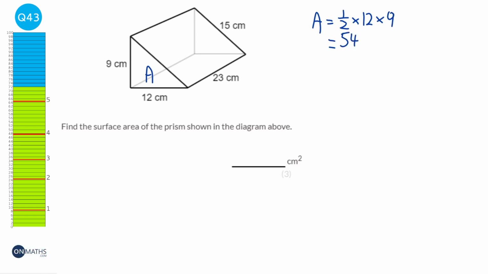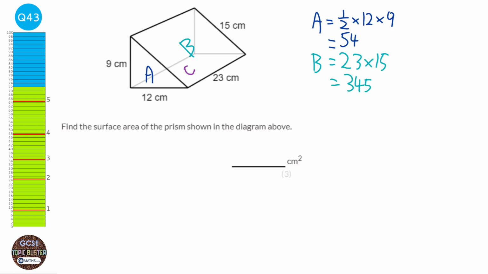Next thing I'm going to do is work out the rectangle here. And so the width of it's 23 and the length is 15. So we're going to do 23 times 15, which is 345. We're going to do the base of the rectangle, sorry, at the bottom. And so that is going to be 23 times 12. And that is 276.